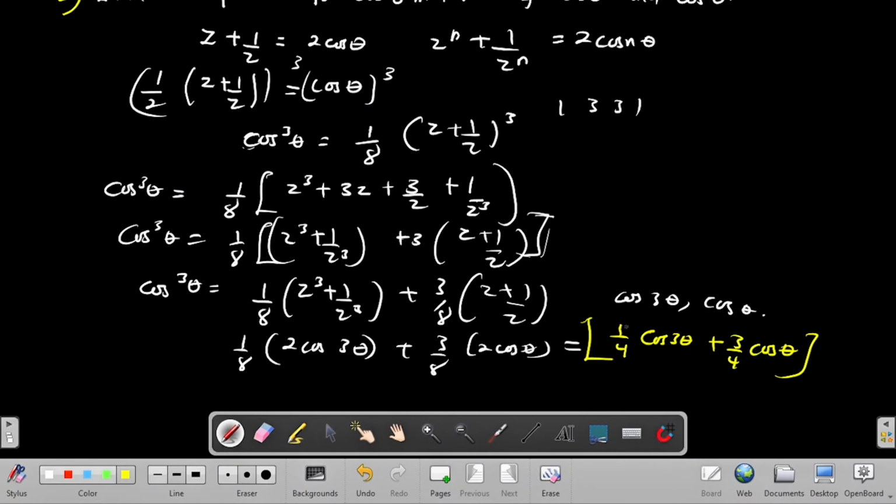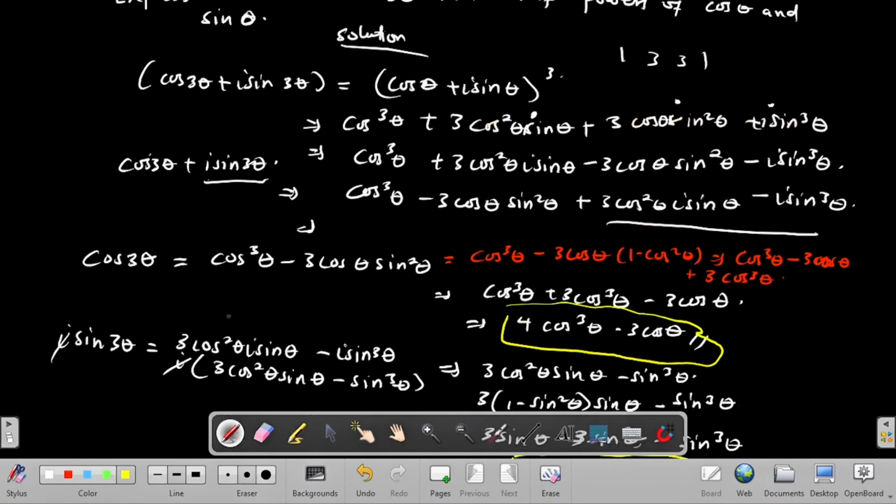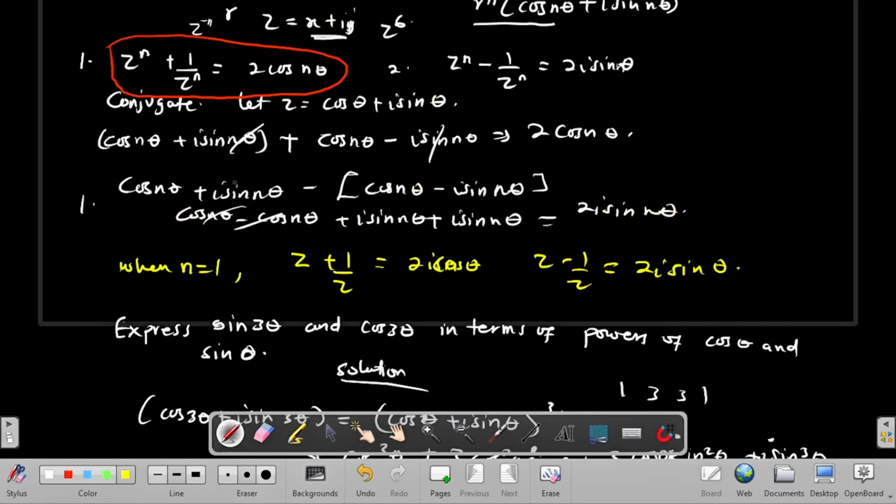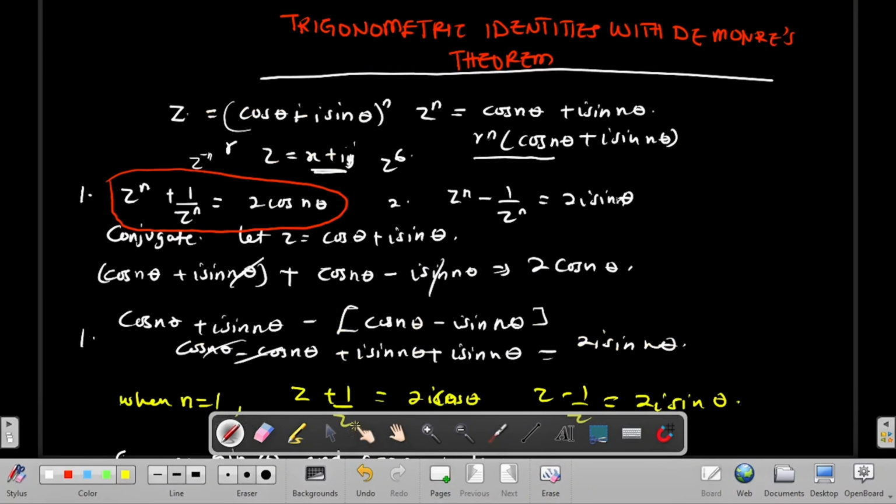So this is simply how we can use the Moivre's theorem to simplify trig identity. Okay, now let's look at one more application of the Moivre's theorem for us to complete the Moivre's theorem. So let me go back and teach you one more application.